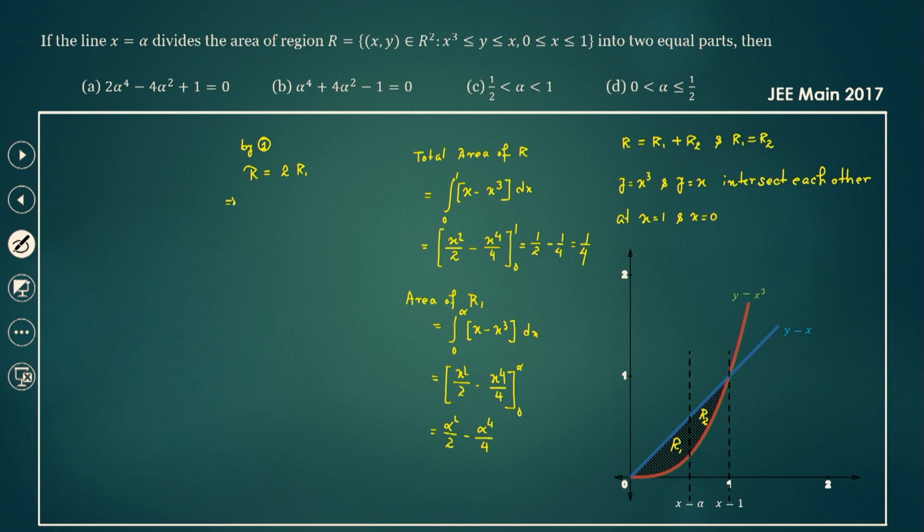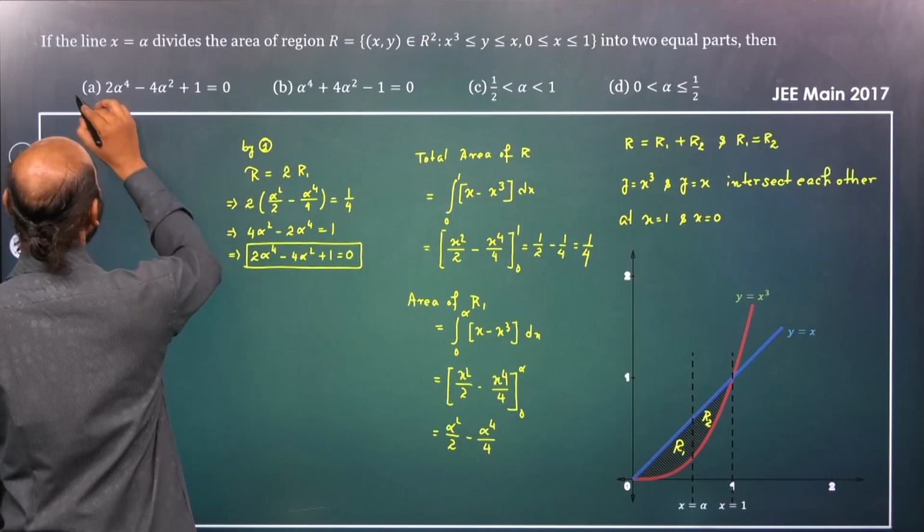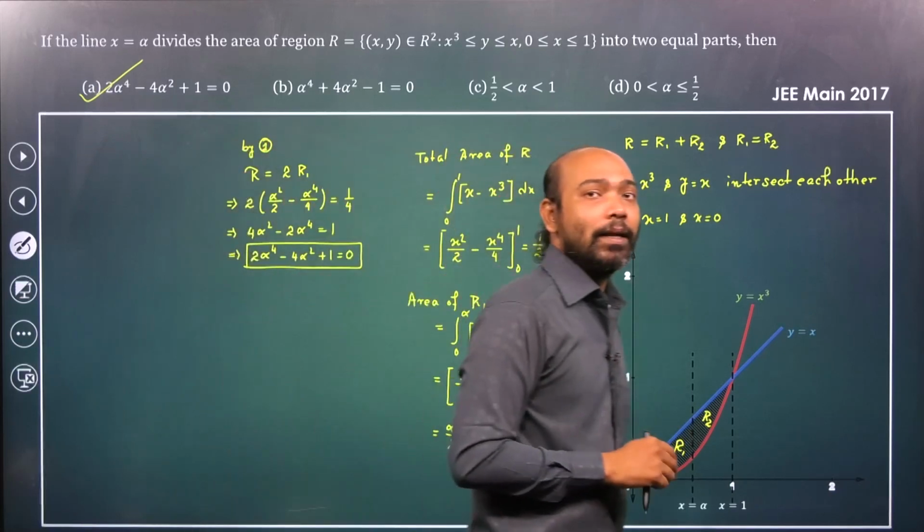So if I apply that, we'll get 2 times alpha squared divided by 2 minus alpha to the power 4 divided by 4 is equal to 1 by 4. That implies that it will be 8 times, so 4 alpha square minus 2 alpha to the power 4 is equal to 1. That implies we'll get the quadratic equation 2 alpha to the power 4 minus 4 alpha square plus 1 equal to 0. So this is the equation, and obviously in that problem option A is the correct answer. But that's not all.